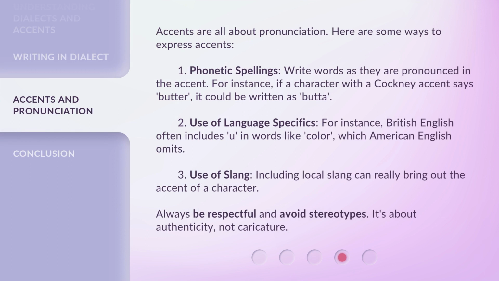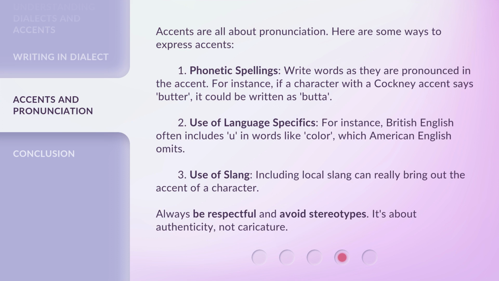Accents are all about pronunciation. Here are some ways to express accents. 1. Phonetic spellings. Write words as they are pronounced in the accent. For instance, if a character with a Cockney accent says butter, it could be written as butta.